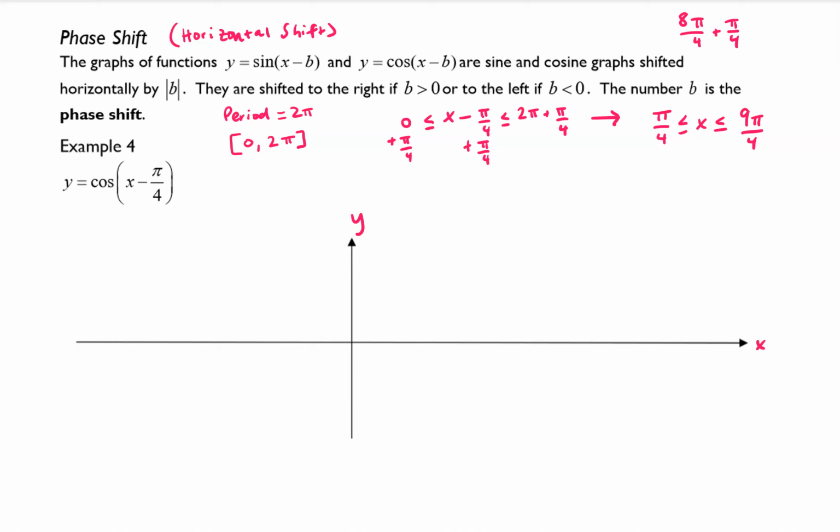So when we are graphing our function now, normally we would start at 0, but now our left endpoint is going to start at pi over 4, and then our right endpoint will end at 9 pi over 4. So we have to take that into consideration when we are creating our x-axis, because normally the values that we are looking at are 0, pi over 2, pi, 3 pi over 2, and 2 pi. But now we need to add pi over 4 to all of these.